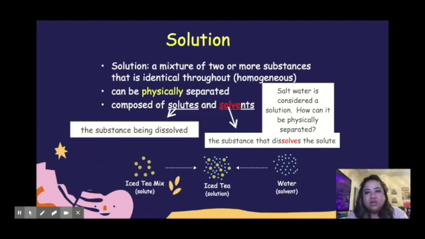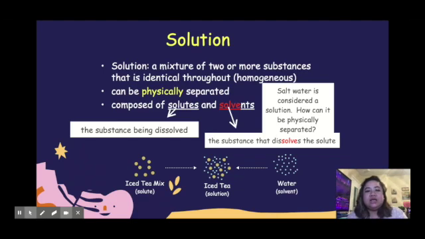How about solid solution? An example of solid solution is jewelry. So say for example, you have a ring, okay? You know that you have a gold ring, but did you know that it's not pure gold? It's a mixture, all right? And that is an example of solution.